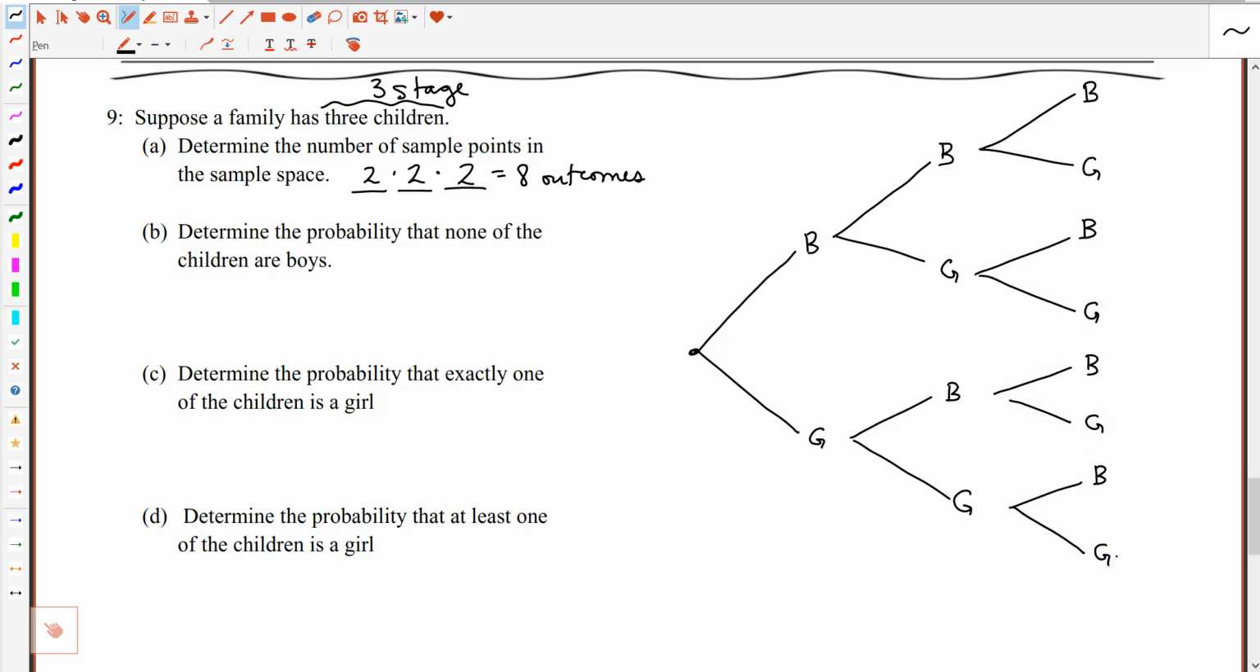Alright, so there are my outcomes. If we wanted to, you could re-record them at the end of the branches. It's not necessary, but it can help you see what's going on. So you could have boy, boy, boy; boy, boy, girl; boy, girl, boy; boy, girl, girl; girl, boy, boy; girl, boy, girl; 2 girls and then a boy; and then all 3 girls.